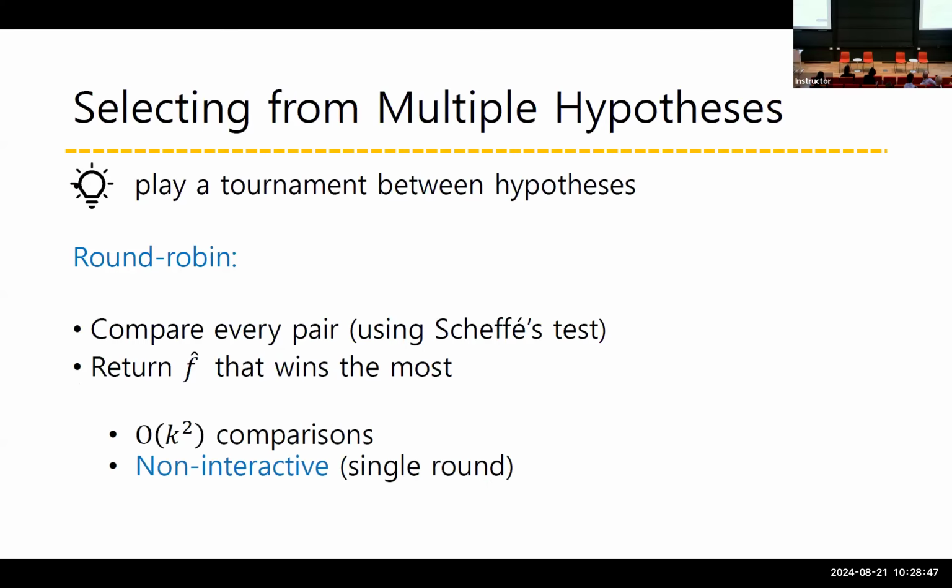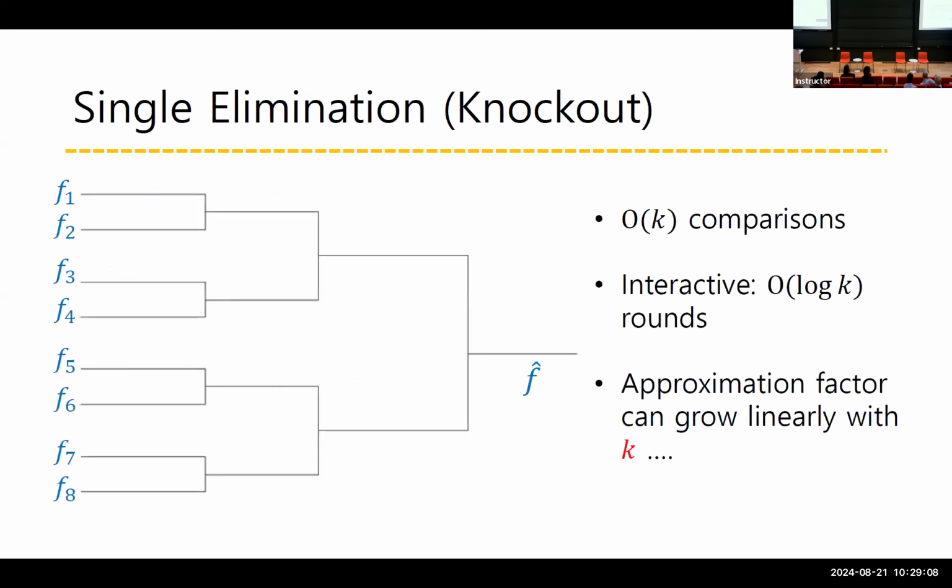There's a problem with this one because it has too many comparisons, K squared, and later we'll see that it blows up the sample complexity. However, the good thing about it is that it's non-interactive. You get to choose the sets A, basically your queries, before seeing the data.